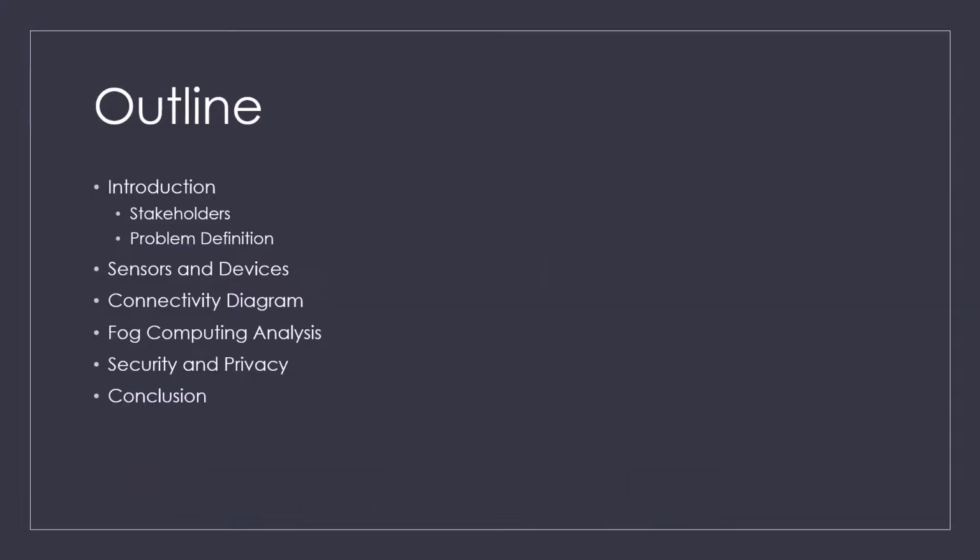We'll begin by defining an outline for the presentation. We'll start by giving a brief introduction as well as identifying the stakeholders and defining our problem. Next, we'll discuss the sensors and devices, the connectivity diagram, the fog computing analysis, security and privacy, then finally, the conclusion.